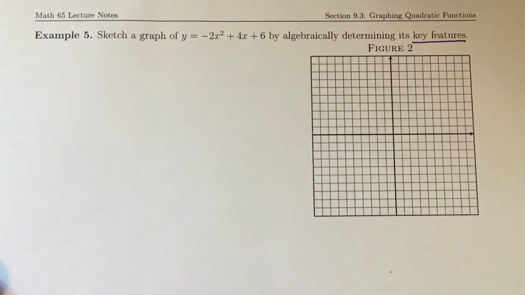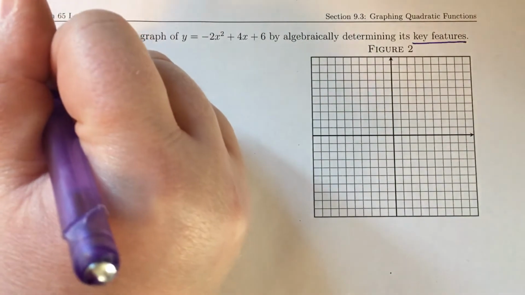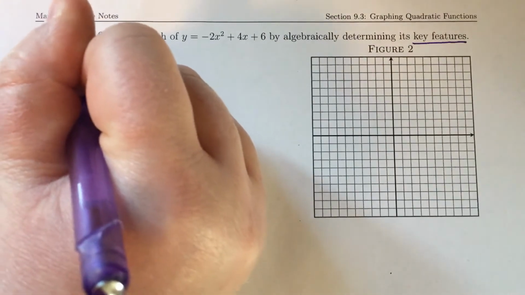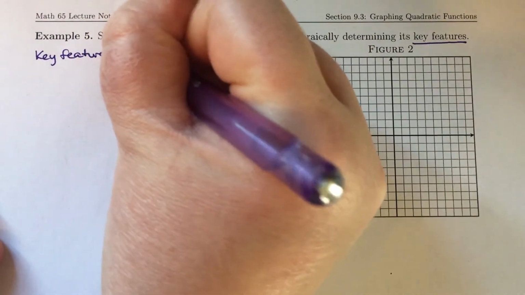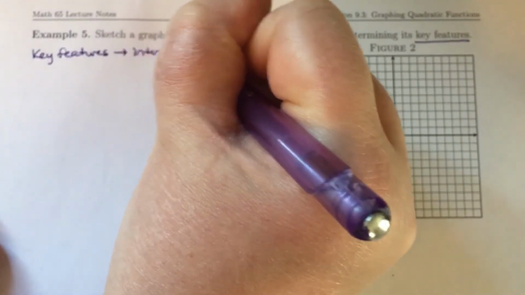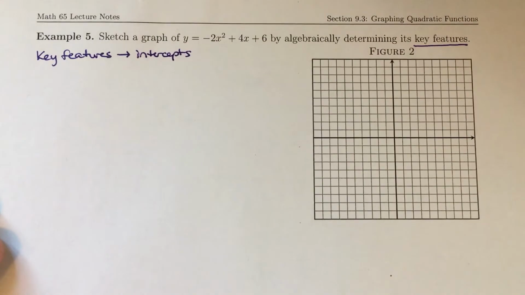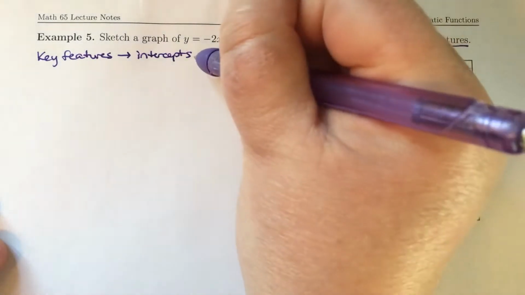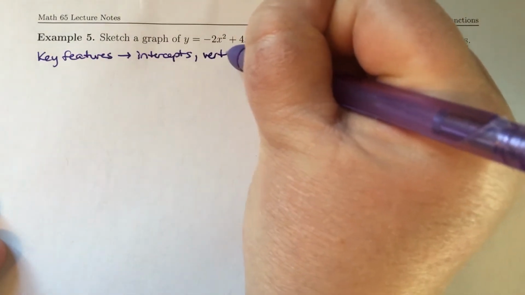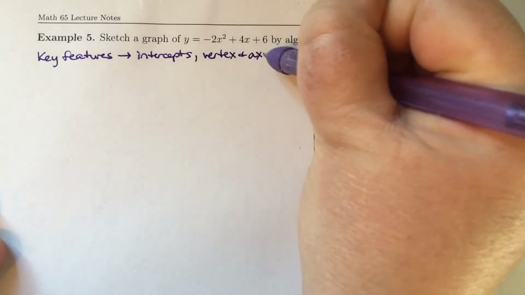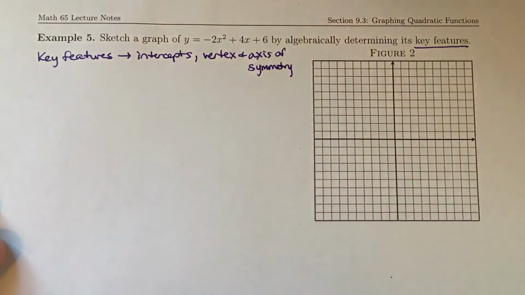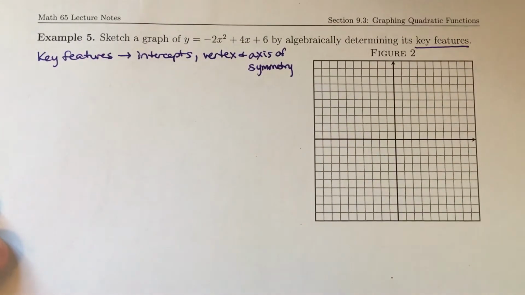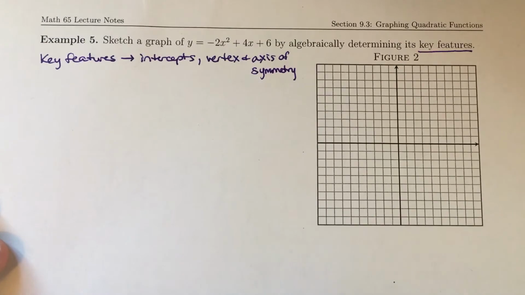So first we've got to talk about what the key features of a quadratic function are. One key feature for any function is its intercepts, both x and y intercepts. For quadratic functions specifically, we need to find the vertex and the axis of symmetry, because we know a quadratic function is going to make a parabola, which is symmetrical.